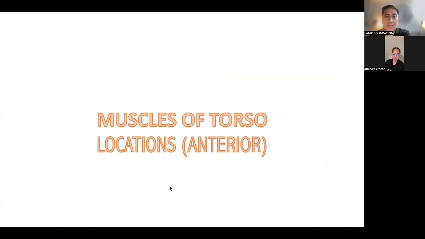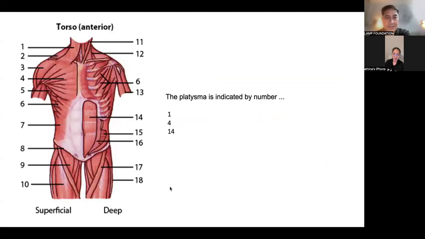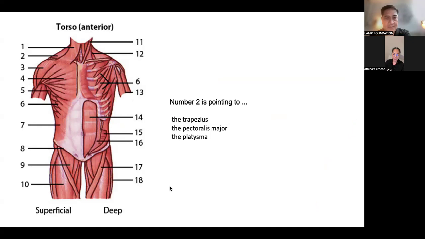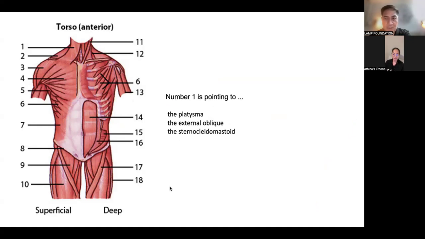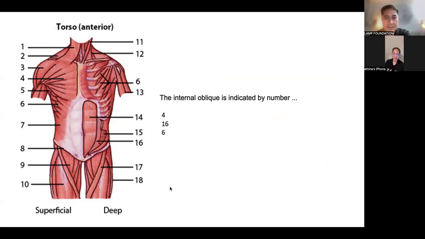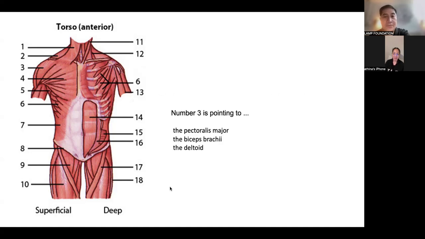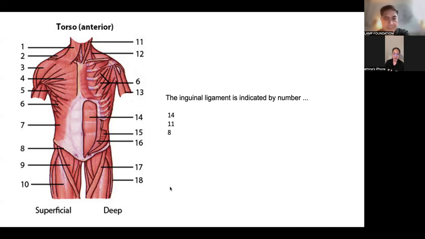Now let's go to muscles of torso. Locations, anterior. Platysma is indicated by number 1. Number 2 is the trapezius. Number 1 is the platysma. Internal oblique, that's number 16. Rectus abdominis, that's number 14. Transversus abdominis, number 15. Number 3 is the deltoid. Inguinal ligament.